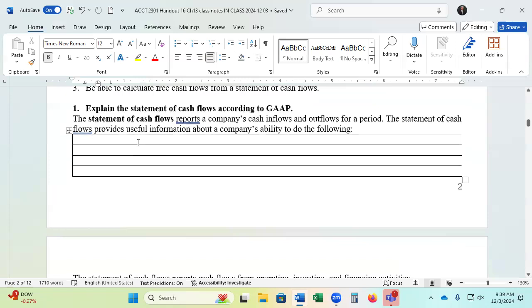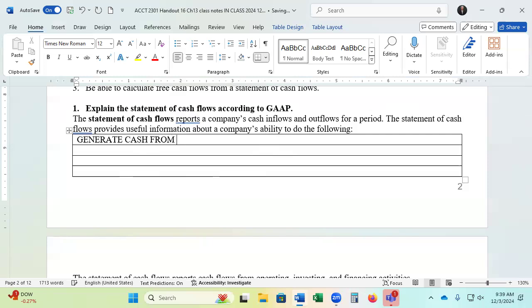Our chapter objectives. You want to explain the statement of cash flows. The cash flows report a company's cash inflows and outflows for the period. The statement of cash flows provides useful information about a company's ability to do the following. So we really want to figure out here what can we do with our cash? You want to know, can you generate cash from operations? That's why operations is first.